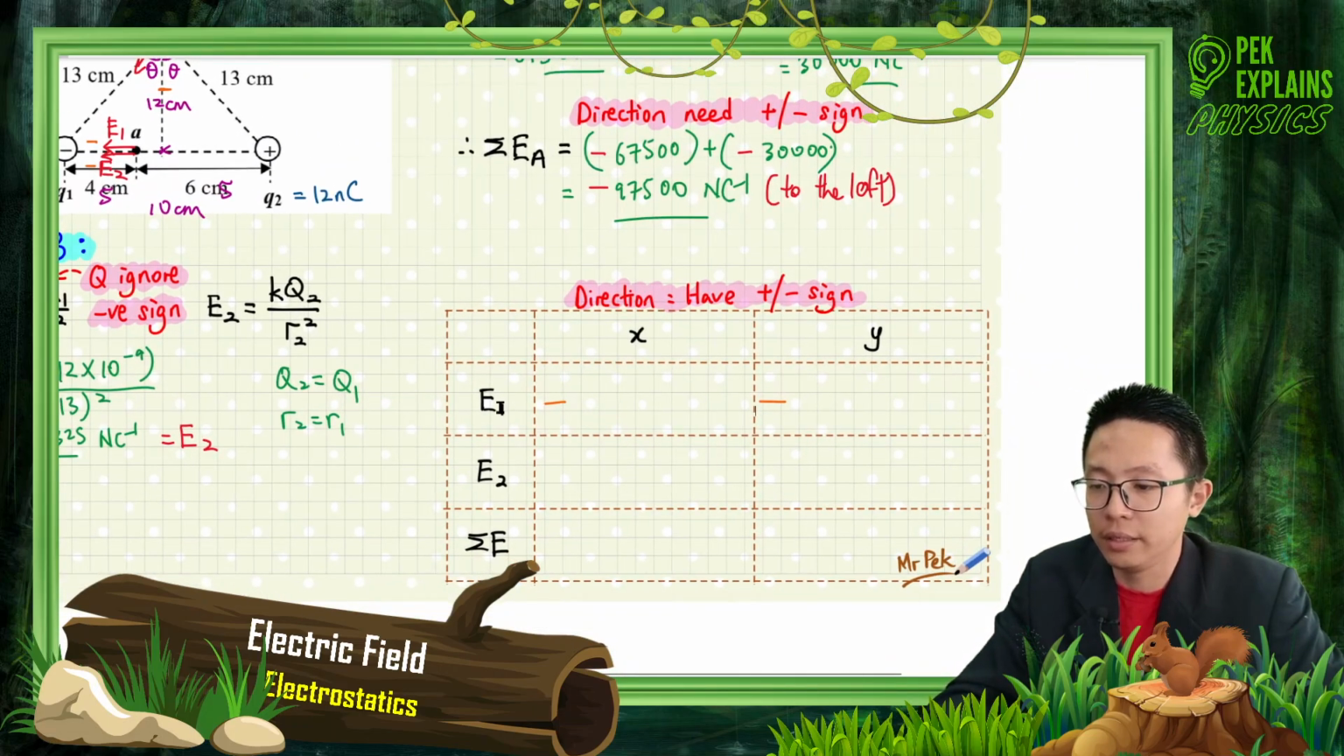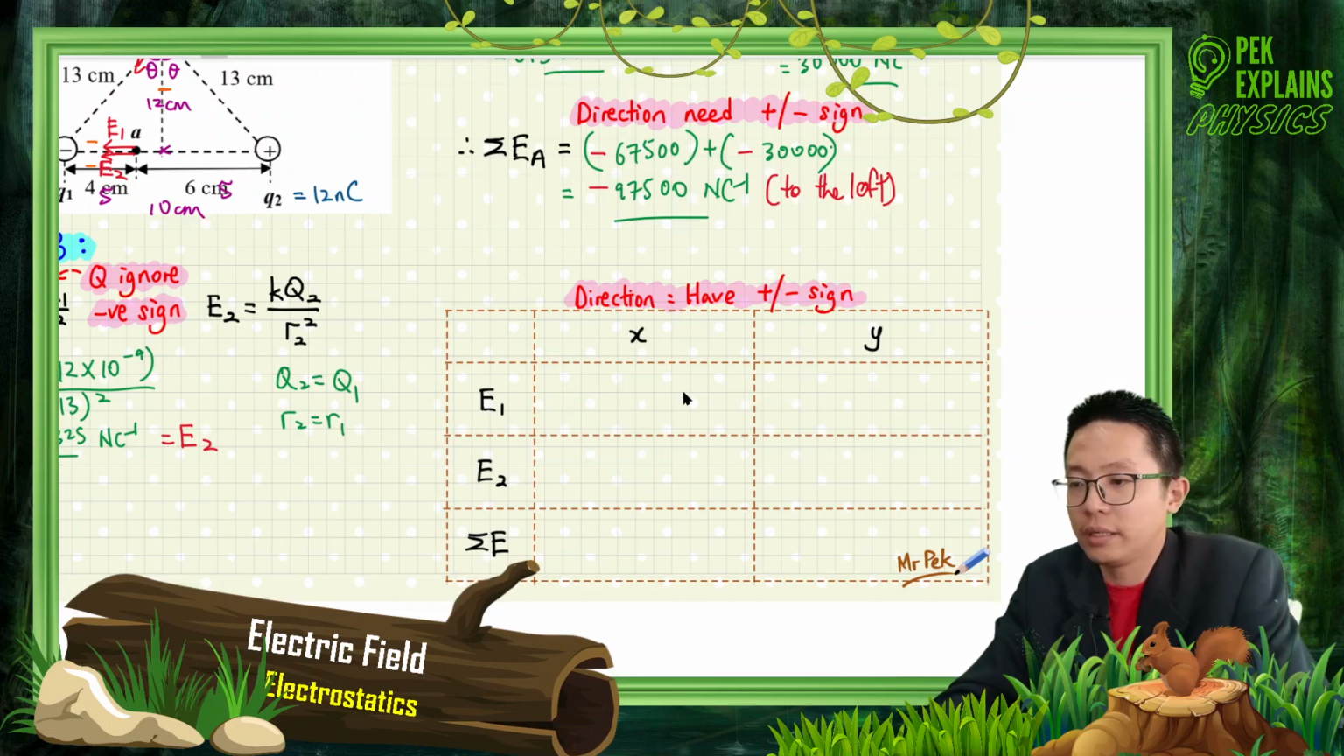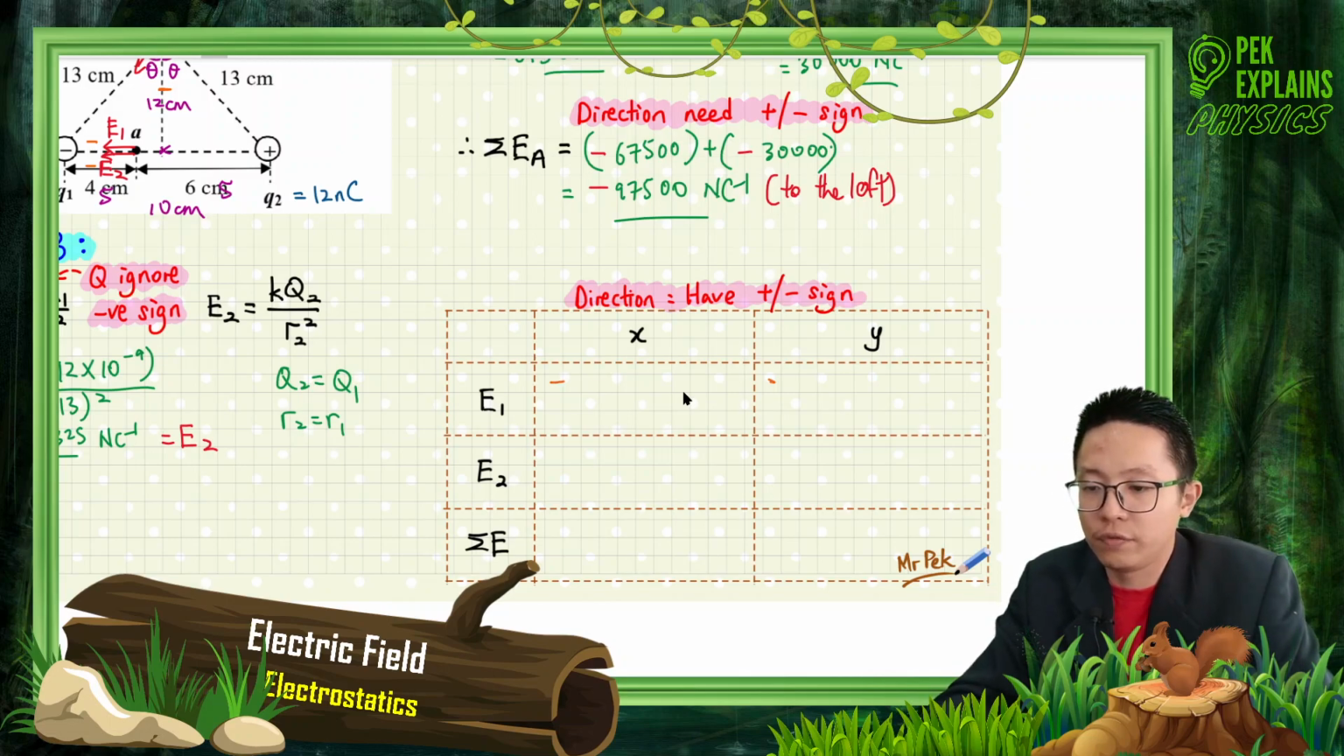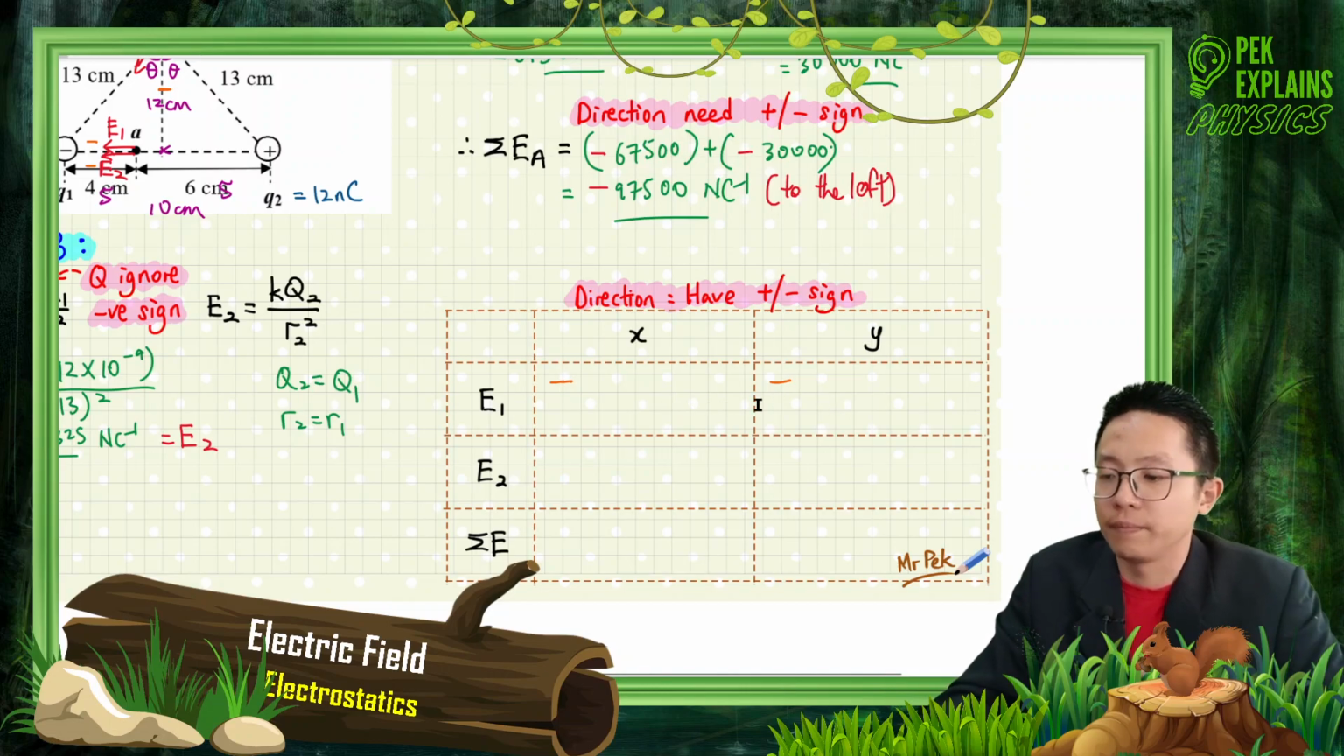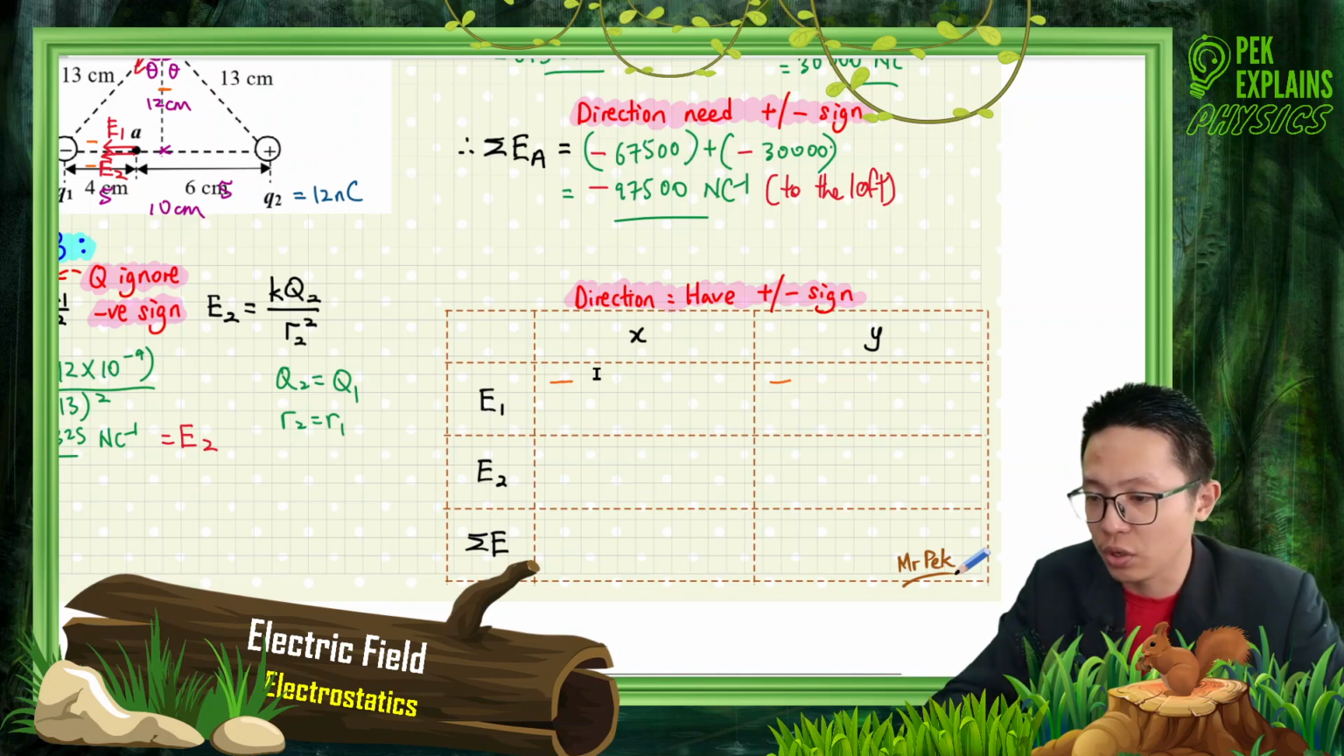E1 is to the left and downward, so let's put the sign first. If not, we forget, and that is dangerous. Okay, never mind, I write again. So maintain it as a negative value first, because they are going to the left and downward. Now we want to resolve.